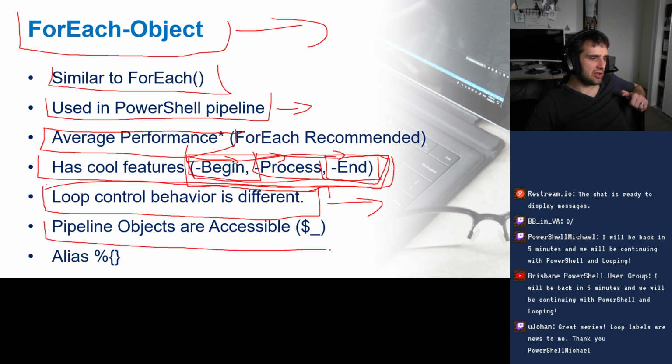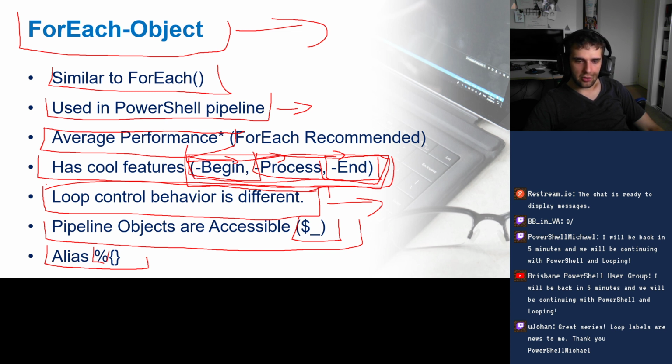Now, one of the cool things is that you can access the pipeline object by using the $_. So if you want to access the current object within the collection, or the current item within the array, you can just use a $_. And ultimately, it has the alias of a percent sign. That's its alias. So now let's quickly jump into some demos.